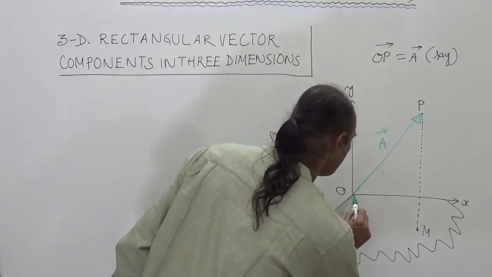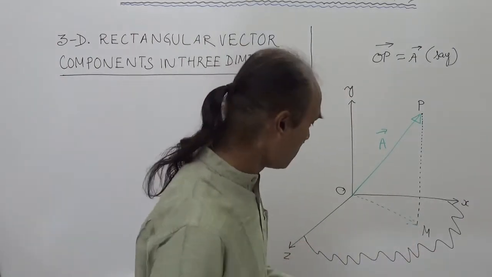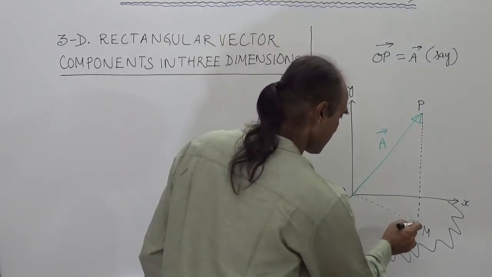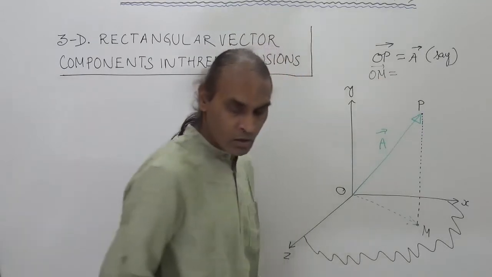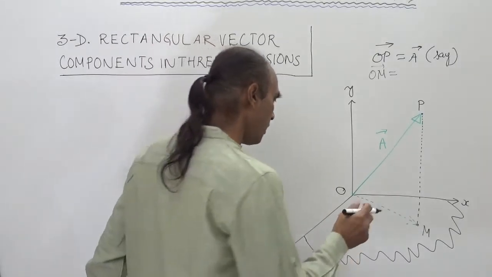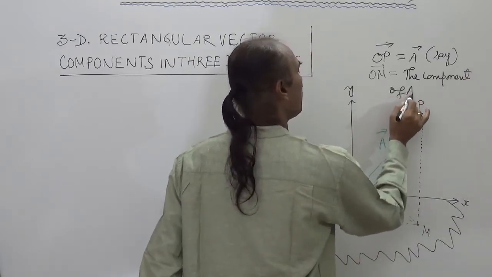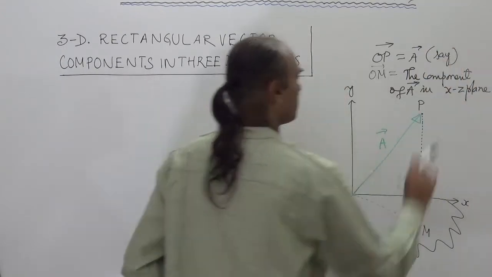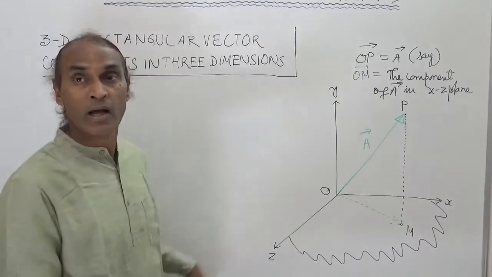Now we can say that OM is the vector component of the vector A in xz plane. So OM is the component of the given vector along or in xz plane. The component of A vector in xz plane. But we need the component of the vector A along x, y and z direction.